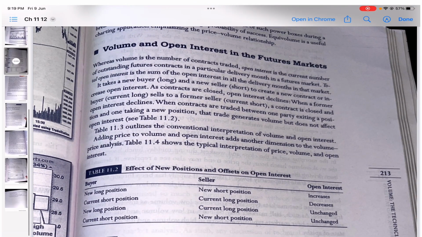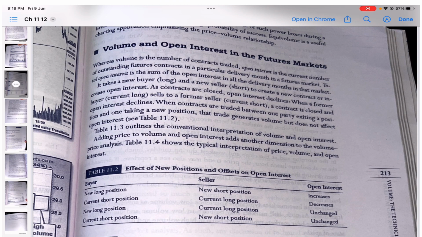Okay, so now we come to the next topic, which is volume and open interest in the futures market. Volume is the number of contracts traded. We have discussed that. And what was open interest? We have discussed that also. Open interest is the current number of outstanding futures contracts, the contracts which haven't been closed yet.